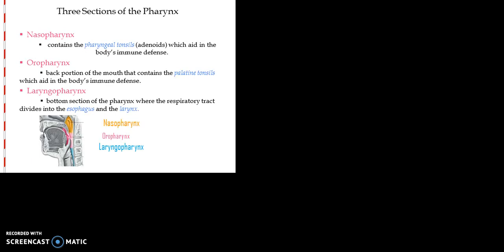The three sections of the pharynx are the nasopharynx, oropharynx, and laryngopharynx. The nasopharynx contains the pharyngeal tonsils, which act as an immune defense system. The oropharynx, the back portion of the mouth, contains the palatine tonsils, which aid in the body's immune defense. The laryngopharynx, the bottom section of the pharynx, is where the respiratory tract divides into the esophagus and the larynx.